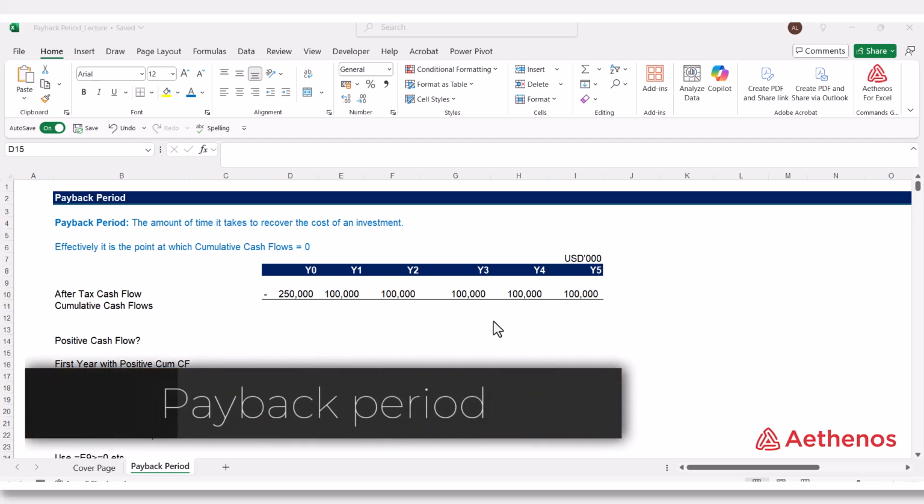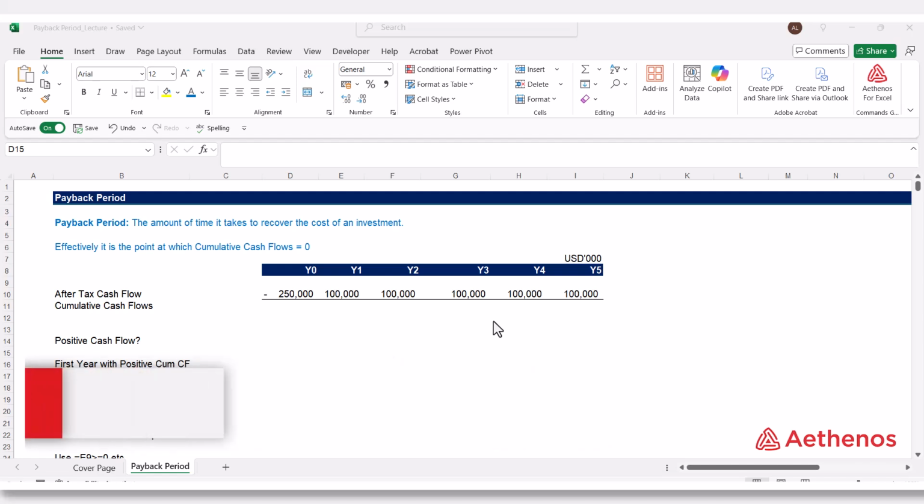Hello. In this video, we will learn about payback period calculation in Excel. Let's look at calculating the payback period in Excel for an investment. So basically the payback period is the amount of time it takes to recover the cost of an investment. And effectively that means it's the point at which the cumulative cash flows of a project equals 0.